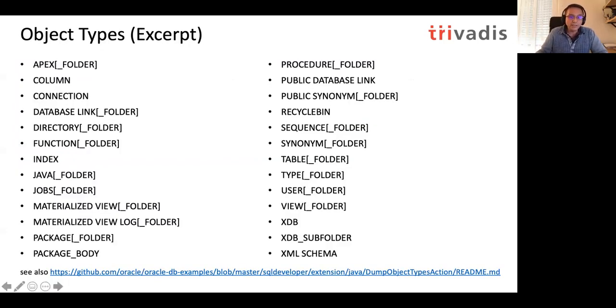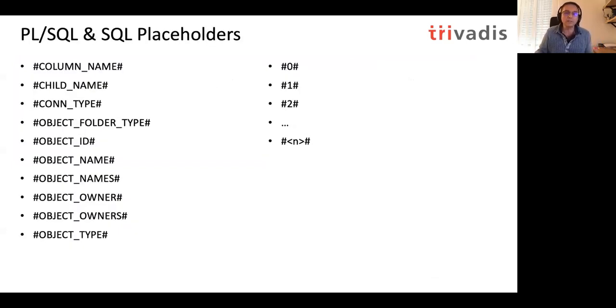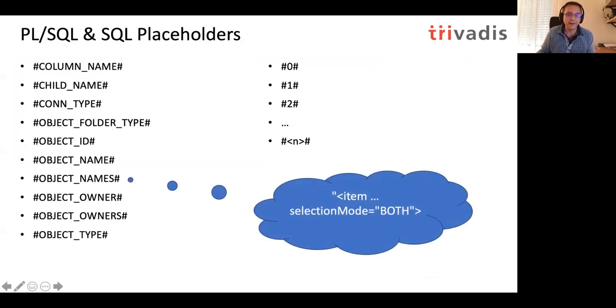There are a lot of object types supported. You see here the complete list. You find a link on the GitHub repository of Oracle. And there are a lot of placeholders which you may use. An interesting one is object type names. So it's possible to select several nodes, for example, to select 5 tables and bulk delete them. This is a feature which is not available in SQL Developer, but would be possible to implement.